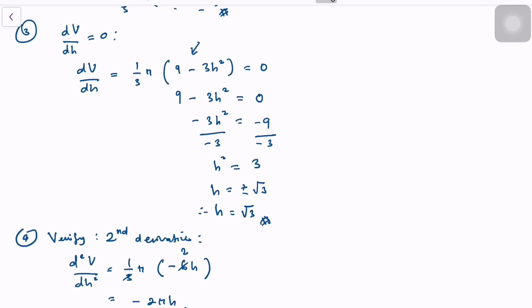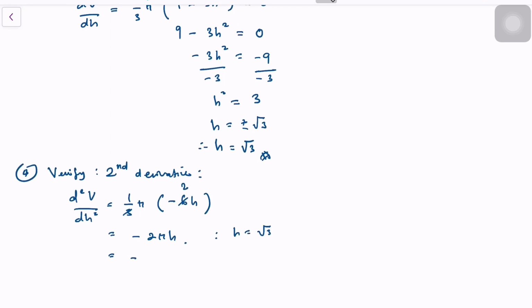So since I have the value of h, which is 3 dekat sini, saya boleh substitute masuk dalam d squared V over dh squared ataupun second derivative. So saya akan dapat minus 2 times 3 pi, which is this value is actually less than 0. So we can say that since it is less than 0, the volume of the cone is a maximum. Okay, it's a maximum when h is equals to 3.